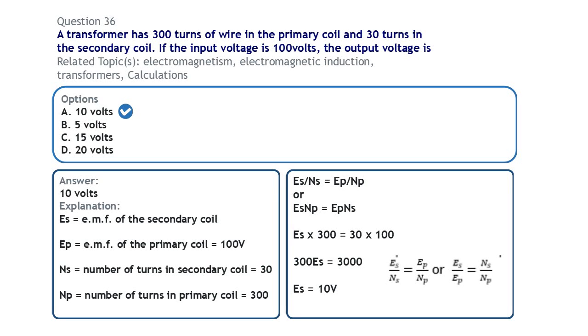EP is 100, number of turns in the secondary is 30. So we have 300 ES equals 30 times 100, which is 3000. Then we divide both sides by 300. So the EMF in the secondary coil is 10 volts. So we've got 10 volts.